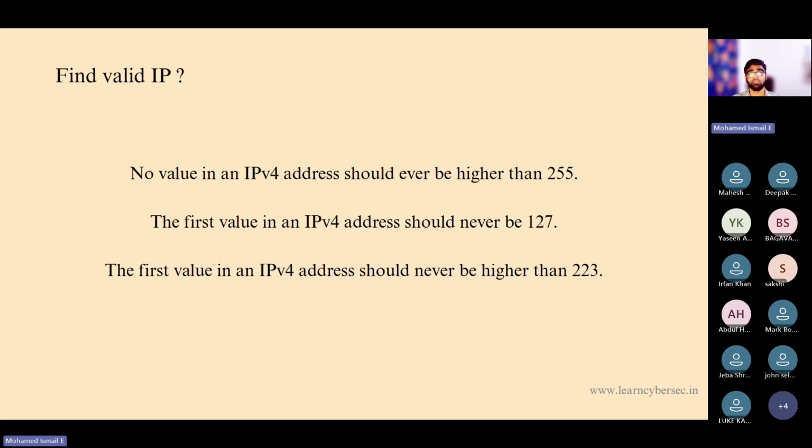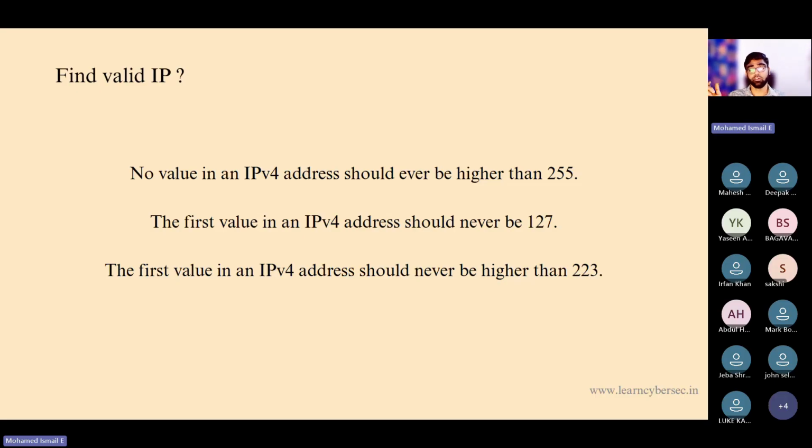Next, find the valid IP address. This is from an exam standpoint, so I put this slide. They may give you four IP addresses and ask you to find the valid IP. If there is an IP with a number above 255, definitely that is not a valid IP address, because IP address values always come between 0 and 255. If you see any number beyond 255, that IP is not a valid IP address.